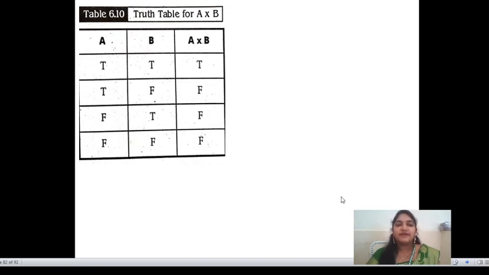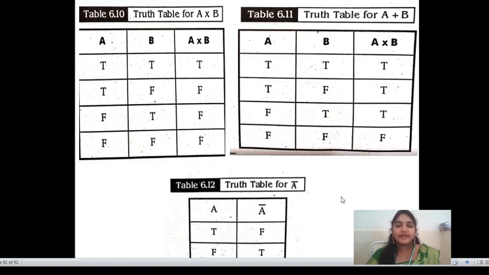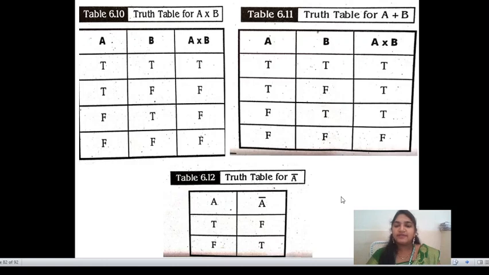So this is the truth table for multiplication. See this, A and B. A consists of four possibilities: T T F F. B consists of T F T F. A cross B: true and true gives true, and the rest are all false. You are all well acquainted with this truth table. And this is the truth table for addition. If A and B are both false, then it is false. If both are true, or either is true, the result is true. So that is A plus B. Next, coming to the truth table for A bar: T means F, F means T. So this is the way to define the truth tables for multiplication, addition and negation.